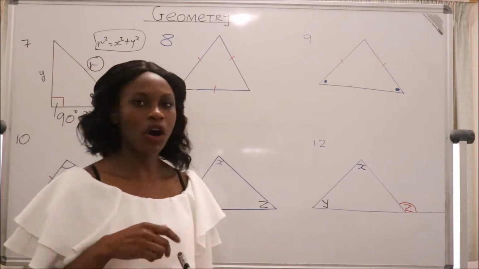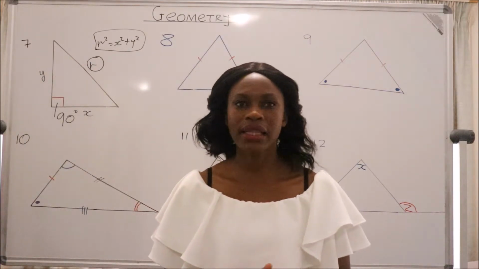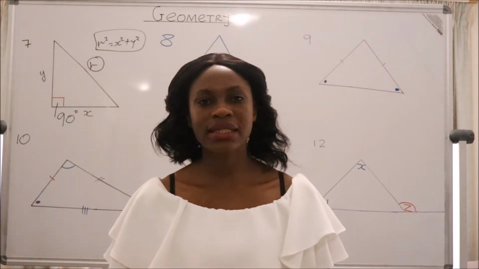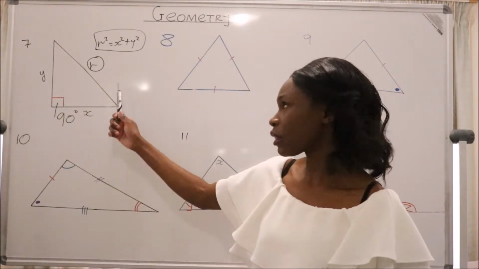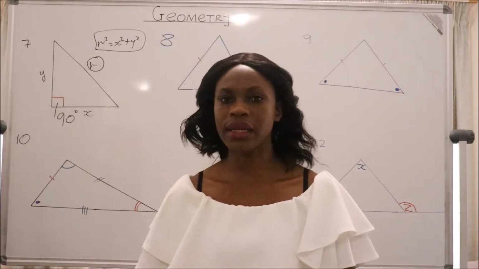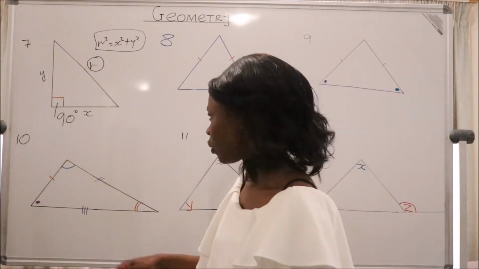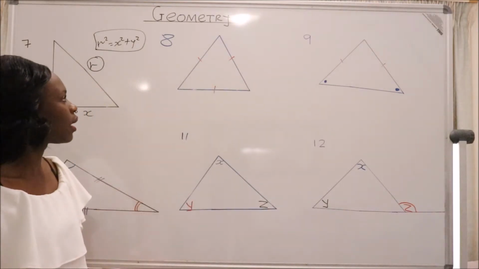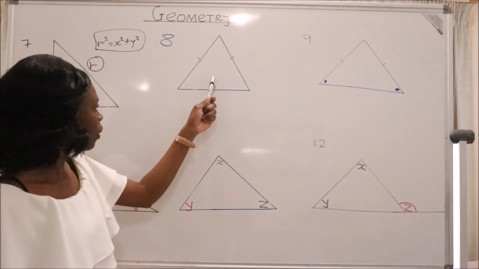So you must know that only with the right angle triangle are you allowed to use the theorem of Pythagoras. With other triangles that are not right angle, the theorem of Pythagoras cannot apply. It only applies where there is a 90 degree angle inside the triangle, which is this one. All right, and then moving to the next shape, which is another triangle.